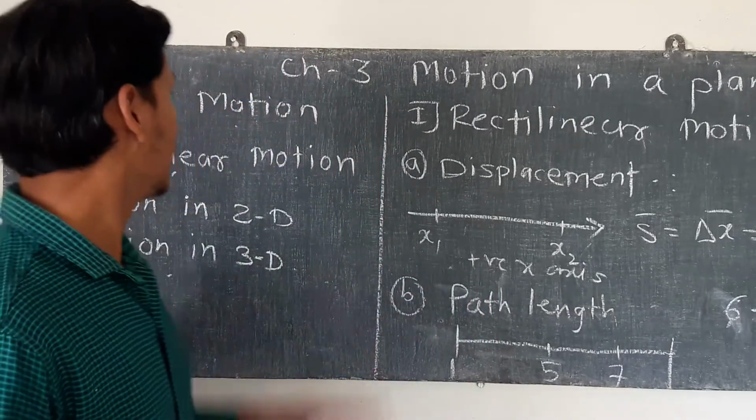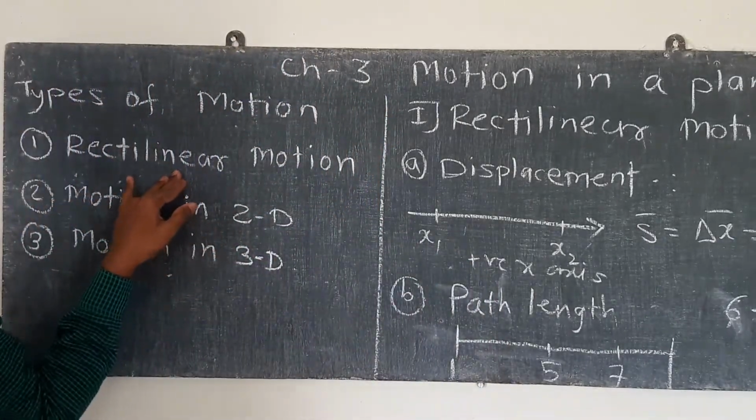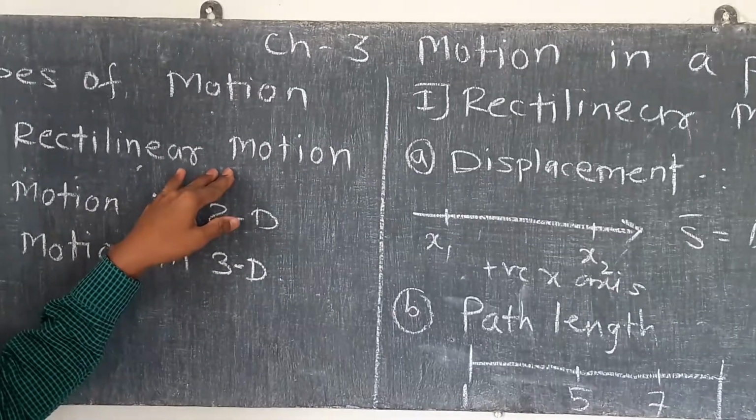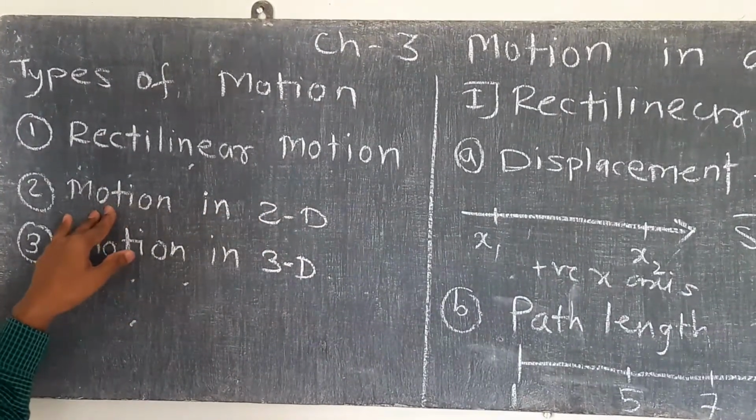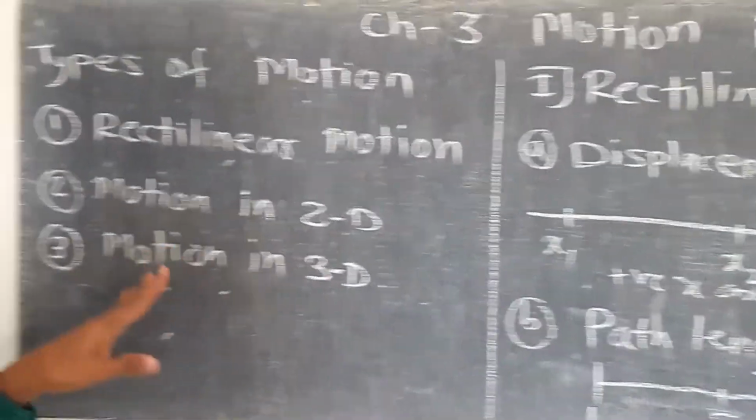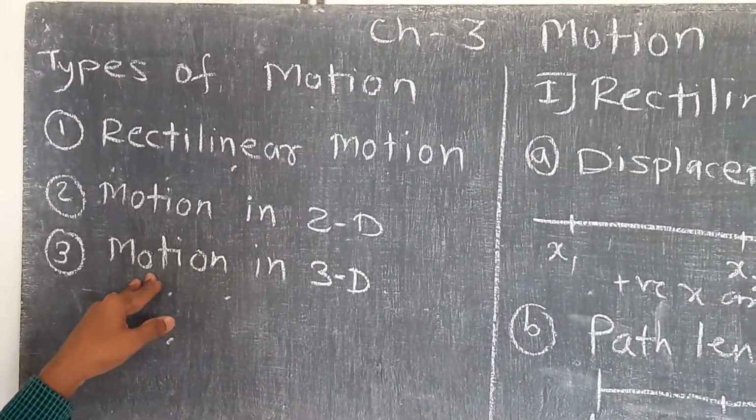First one is rectilinear motion, that is motion along one line, along the x direction, y direction or z direction. Second type is motion in 2 dimensions, that is motion in a plane. And third is motion in 3 dimensions, that is motion in space.